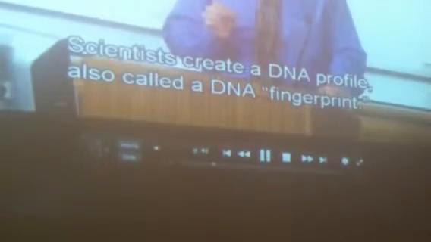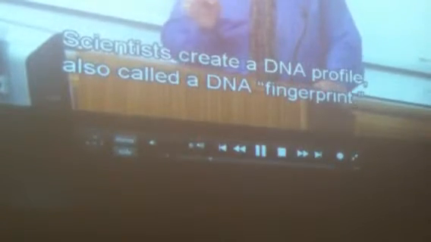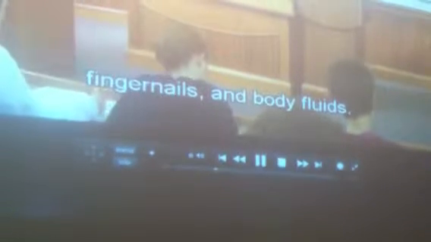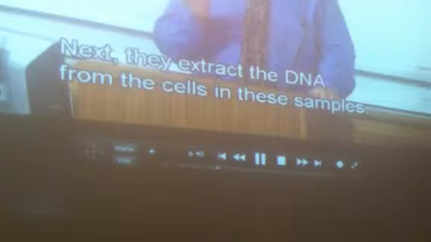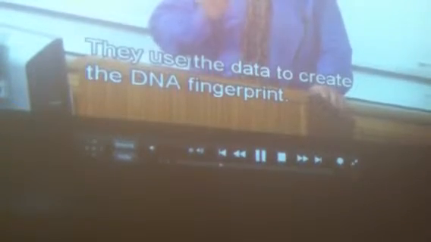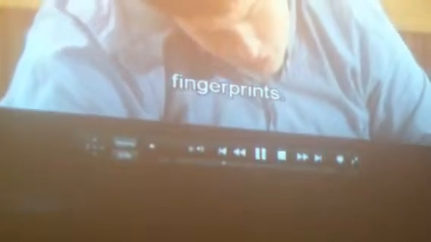Now, let's look at how DNA testing is used to identify people. Scientists create a DNA profile, also called a DNA fingerprint. To do this, they need DNA from the person. They take samples from different parts of the body, like hair, blood, skin, fingernails, and body fluids. Next, they extract the DNA from the cells in these samples. Then, they read the DNA with a computer. They use the data to create the DNA fingerprint. Statistically, it's very unlikely that any two people will have identical fingerprints.